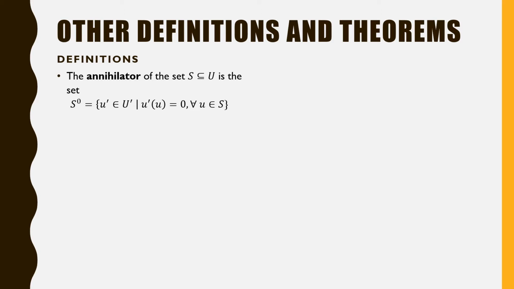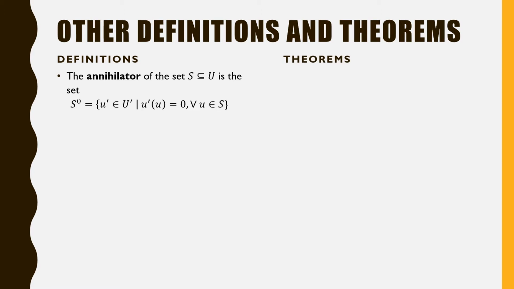And by annihilation, what I mean is that if I take any element u in the set S, then all the linear functionals that send all of those elements of S to 0 are the linear functionals that are in the annihilator set. We'll use this a little bit later in a few future sections, so I wanted to make sure we had the definition down here. It won't play too much of a role in the rest of the video today.